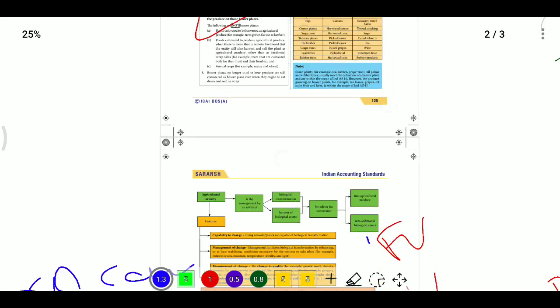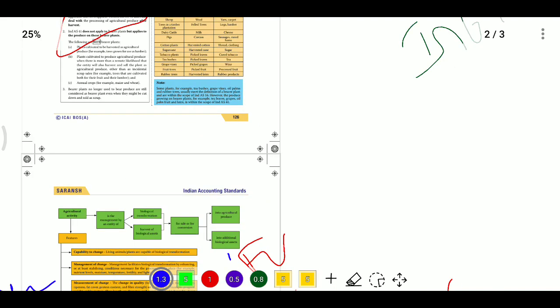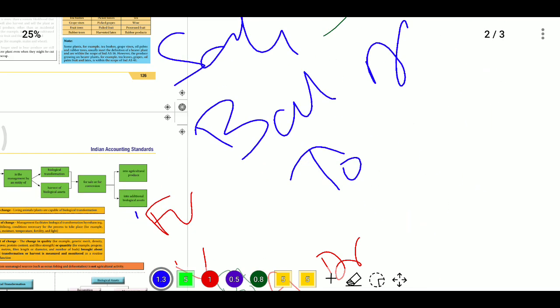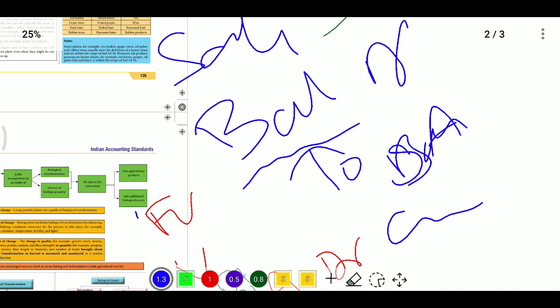And after that, whenever we need to de-recognize the biological assets, so far we were talking about recognition. Sometimes it happens by de-recognition, when there is a sale of animals. Then we debit the bank account with the sale value, and the proportionate carrying amount of the biological asset we need to deduct. If we get a gain we credit it, if we get a loss we debit it.